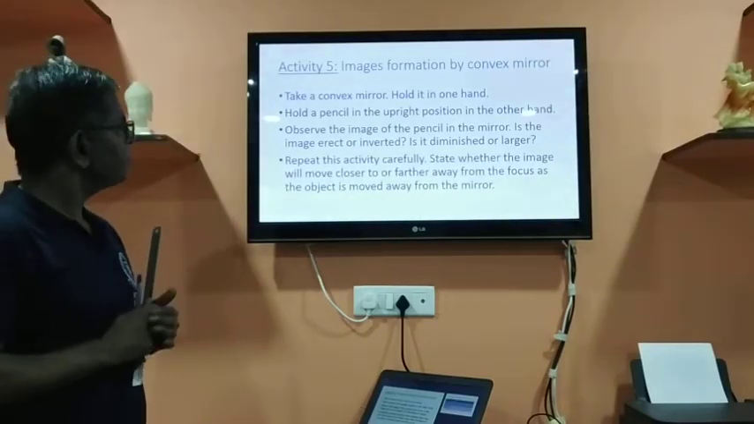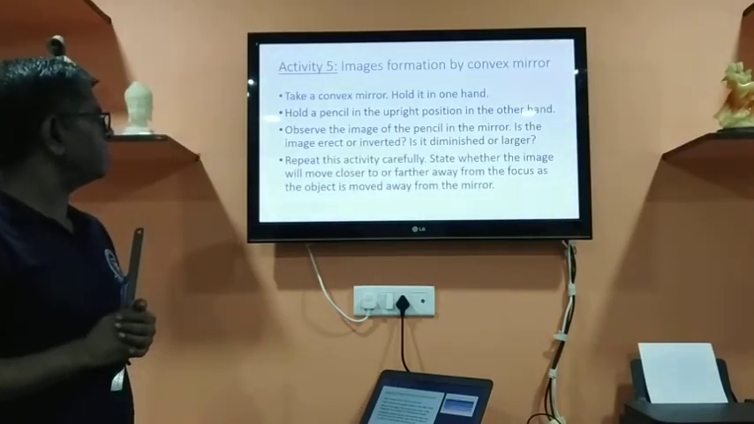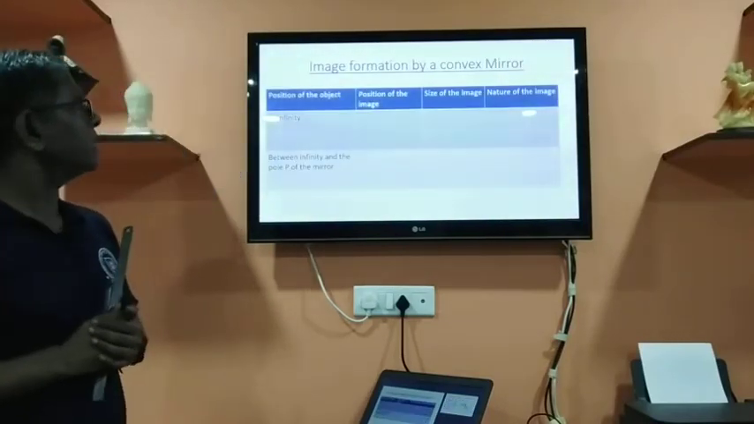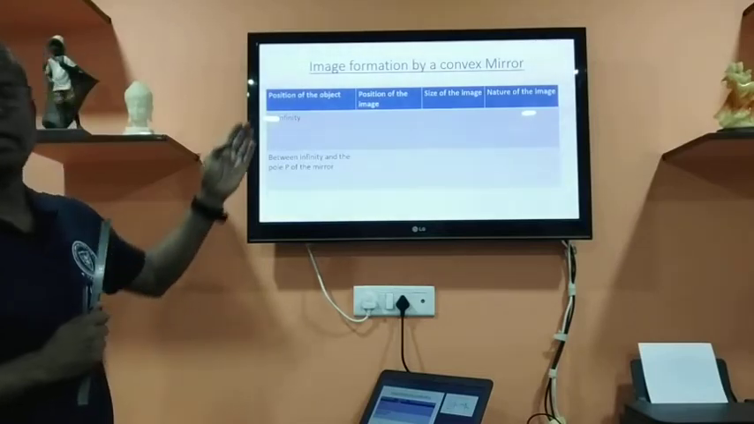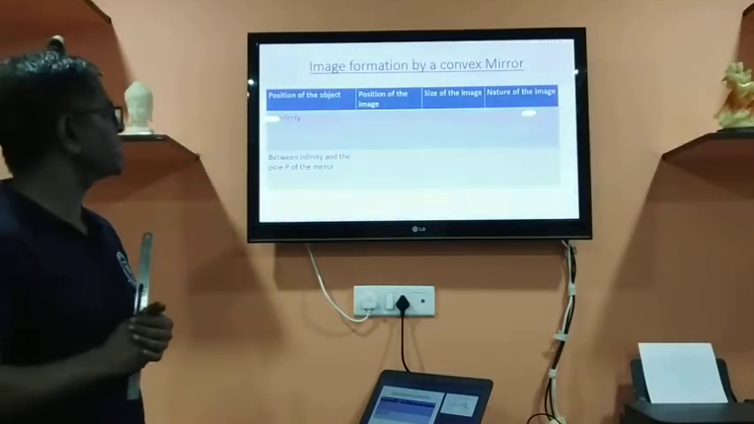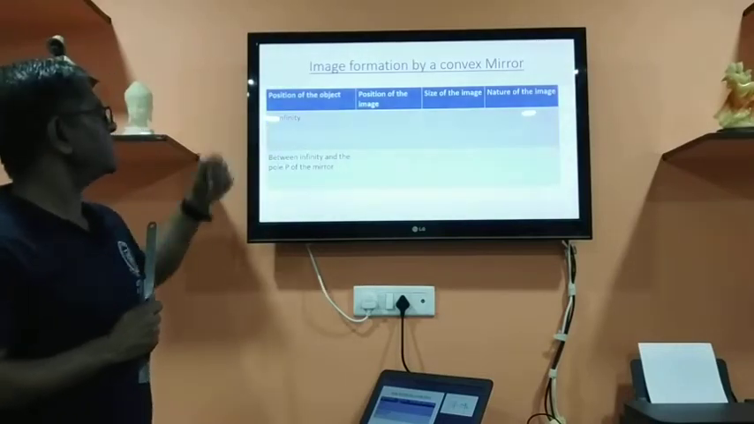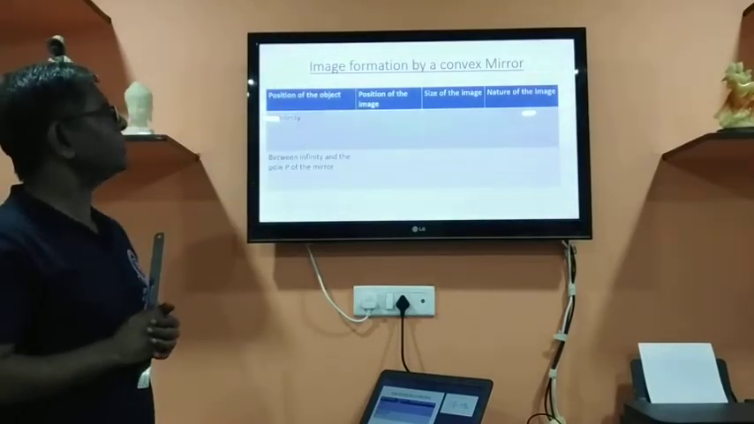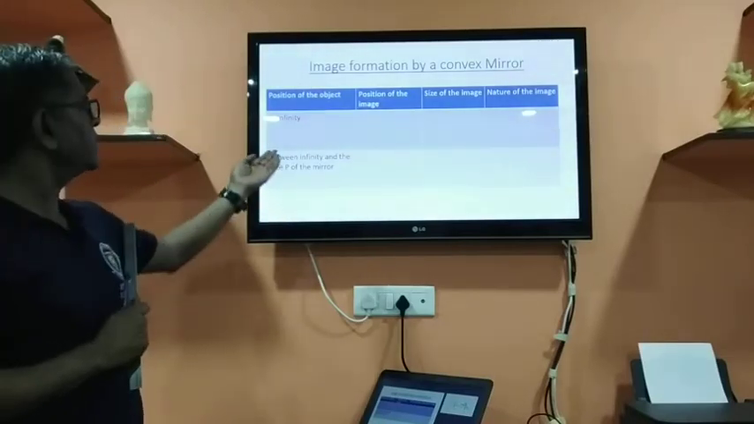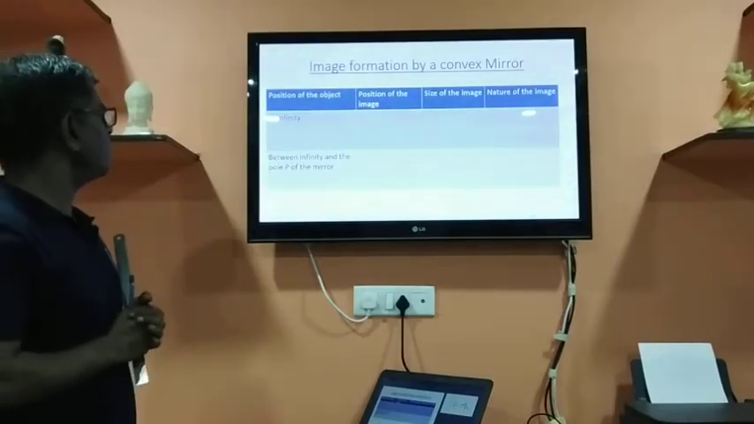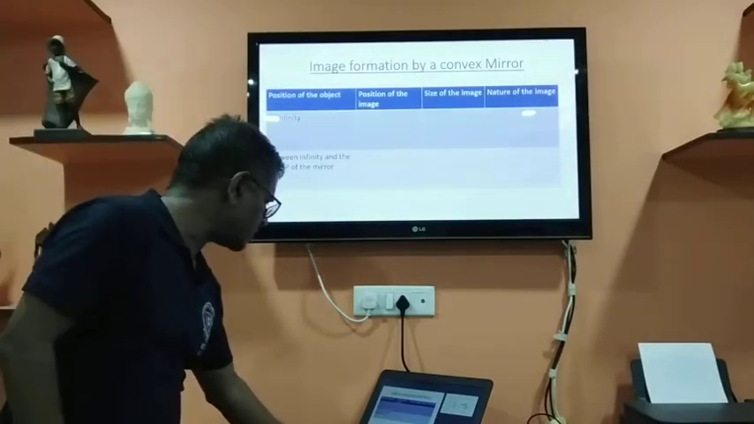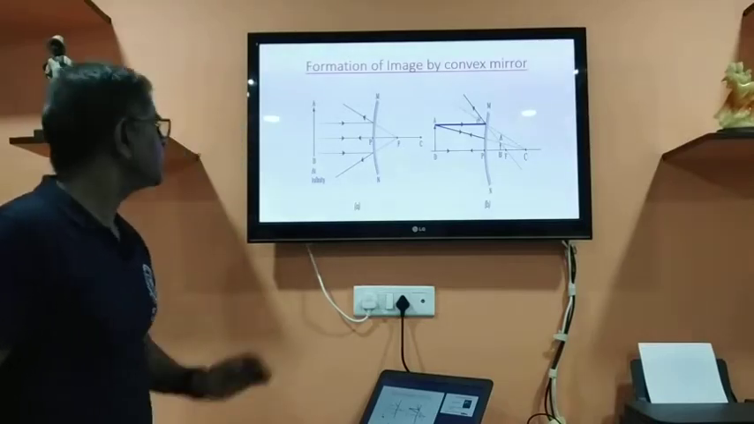Okay, and you can complete the next table, which pertains to the image formation by a convex mirror. So kindly note this and complete this exercise in your journal. If the object is at infinity, what is the position of the image, what is the size of the image, and what is the nature of the image. Now the next is, if the object is between infinity and the pole P of the mirror. So kindly complete this activity.